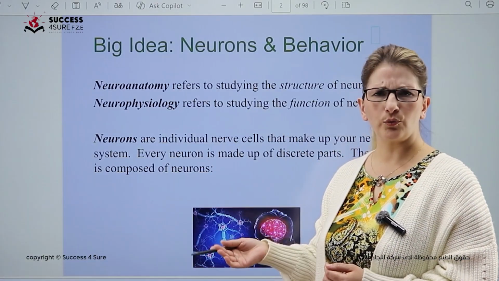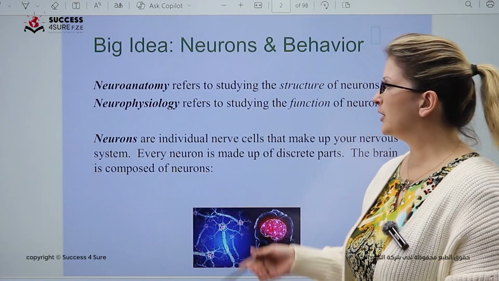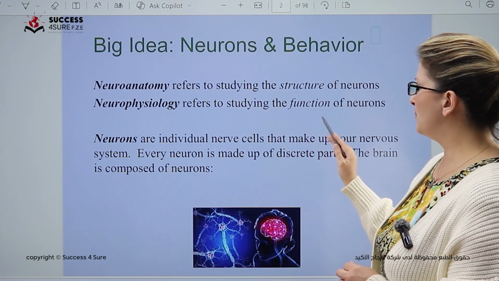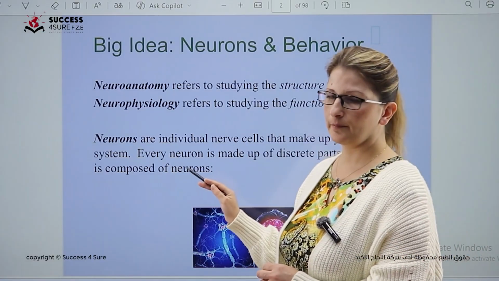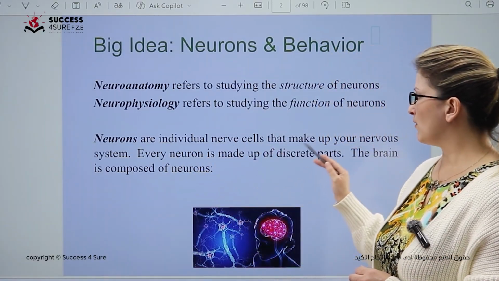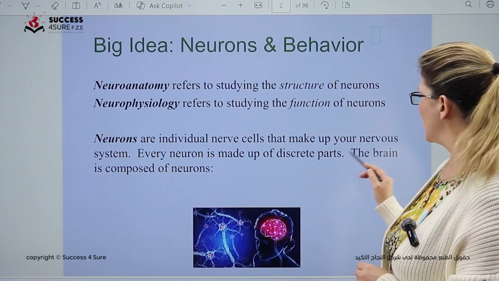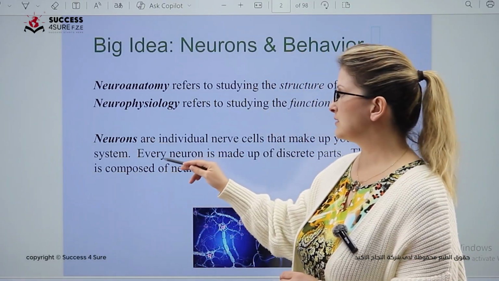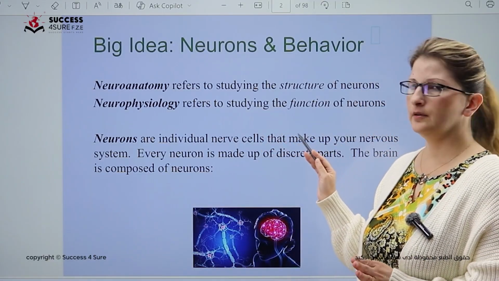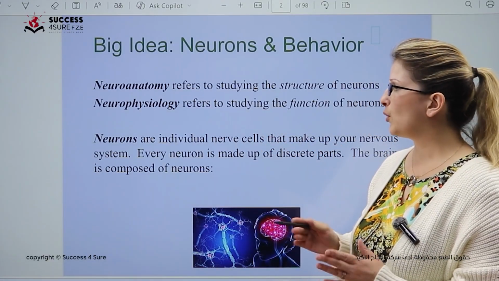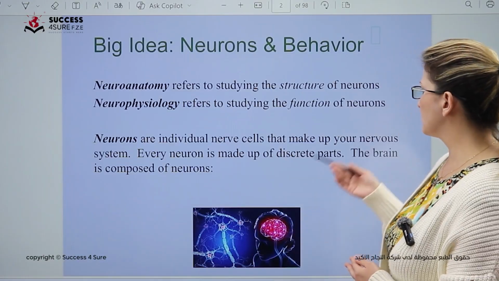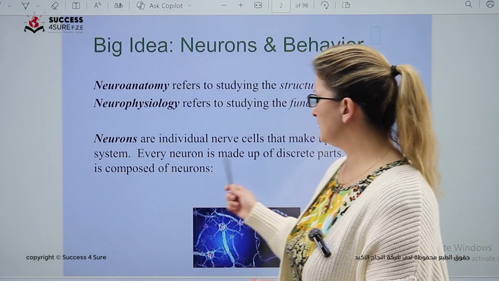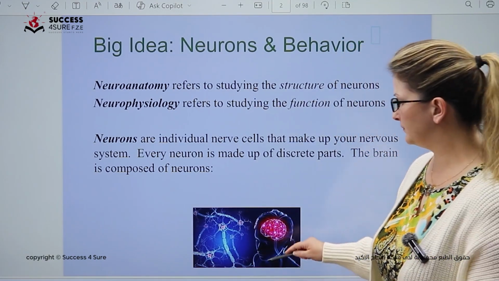So we're talking about neurons. What do we mean by neurons? Neurons are individual nerve cells, and these cells make up your nervous system. Every neuron is made up of discrete, or different, parts. The brain is composed of neurons. So neurons are composed of nerve cells that make up our nervous system. And of course, the brain is composed of neurons.